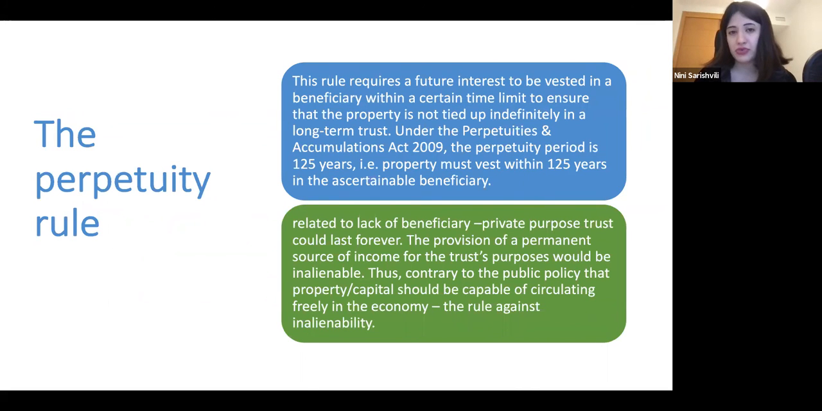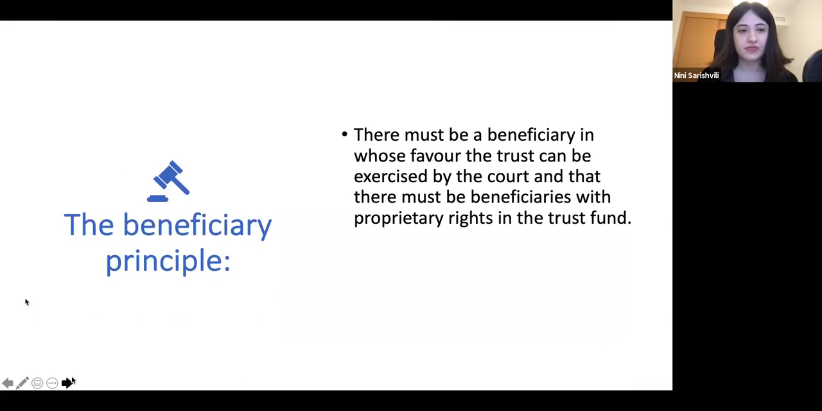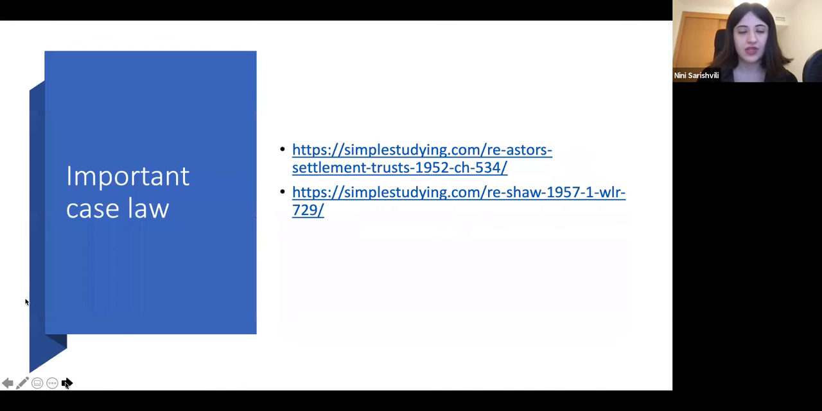Also, the perpetuity rule. This rule requires a future interest to be vested in a beneficiary within a certain time limit to ensure that the property is not tied up indefinitely in a long-term trust. The perpetuity period is 125 years. So if someone is trying to set up a trust for more than 125 years, the perpetuity rule applies and it will be void. Important case law to read about non-charitable trusts is Re Astor's case and Re Shaw.